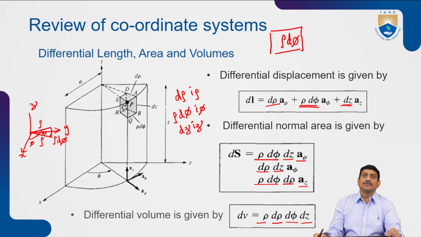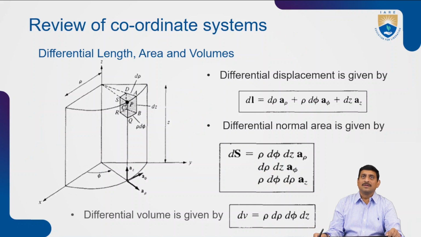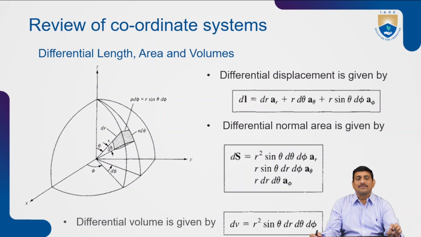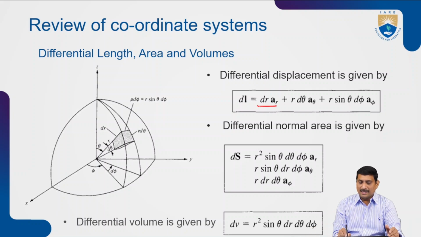Now we move on to the spherical coordinate system, where we have two angles, theta and phi. Now we look at it in the r direction. In the r direction, if there is an incremental length of dr, the total incremental length in the r direction is dr itself.